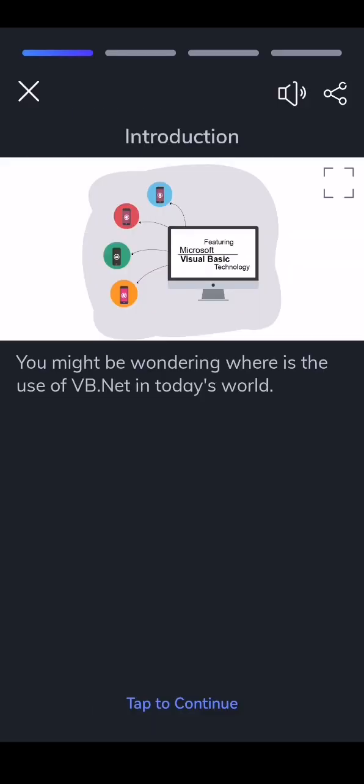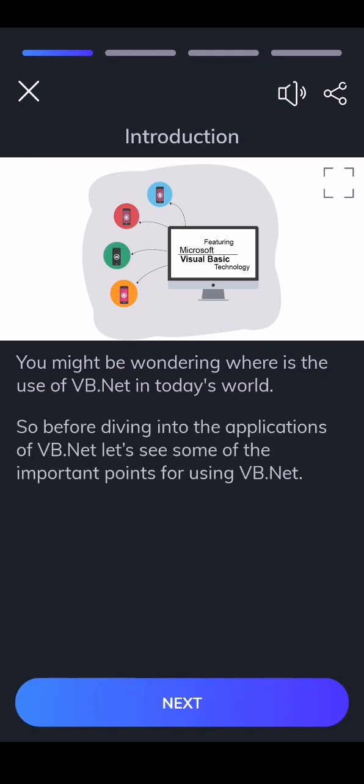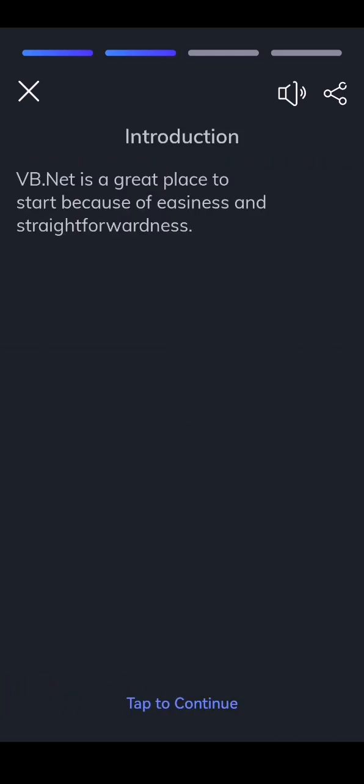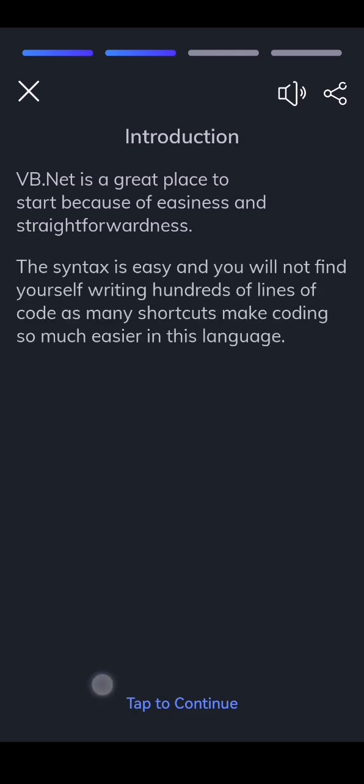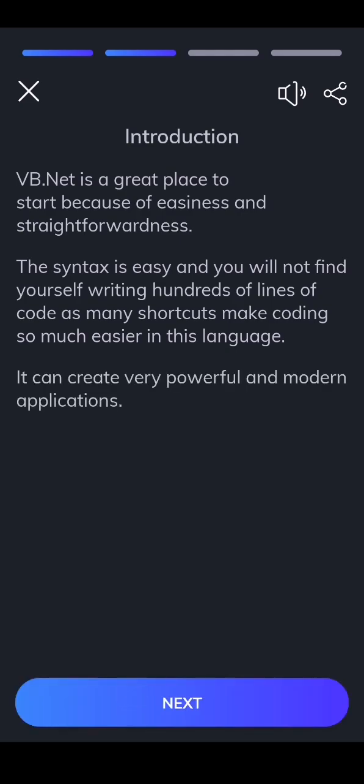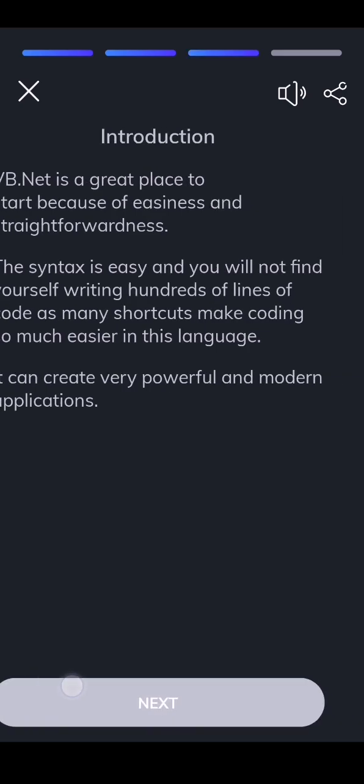You might be wondering where is the use of VB.NET in today's world. So before diving into the applications of VB.NET, let's see some of the important points for using VB.NET. VB.NET is a great place to start because of easiness and straightforwardness. The syntax is easy and you will not find yourself writing hundreds of lines of code, as many shortcuts make coding so much easier in this language. It can create very powerful and modern applications.